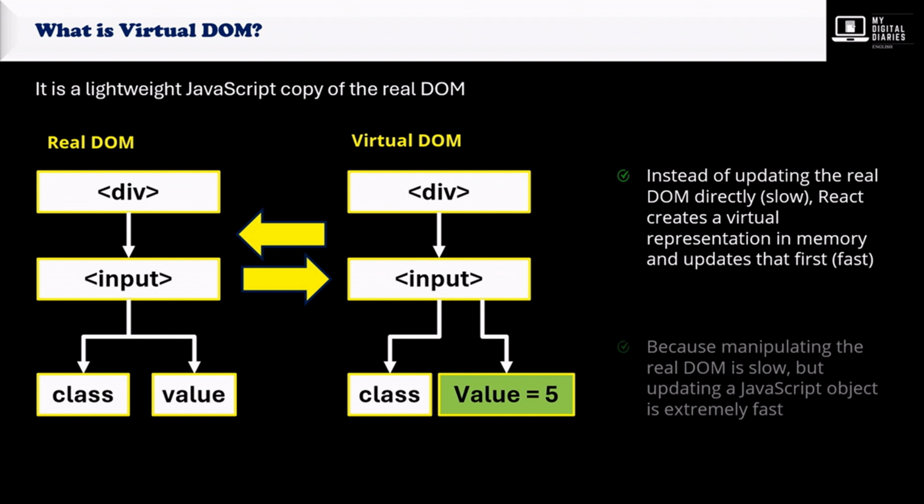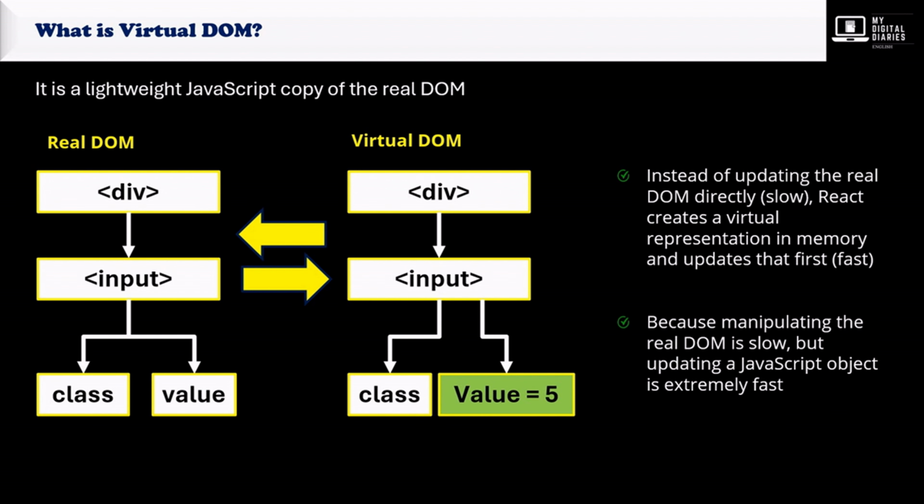Now the key behind all this is that manipulating the real DOM is slow, but updating a JavaScript object is extremely fast. Why is the real DOM slow? Because it causes a reflow, repaint, triggers layout recalculation, and affects the entire UI tree. Whereas the virtual DOM is fast because it is just JavaScript in memory. There is no layout, no painting, no browser rendering. So React smartly says: first calculate in memory, then touch the browser only once.